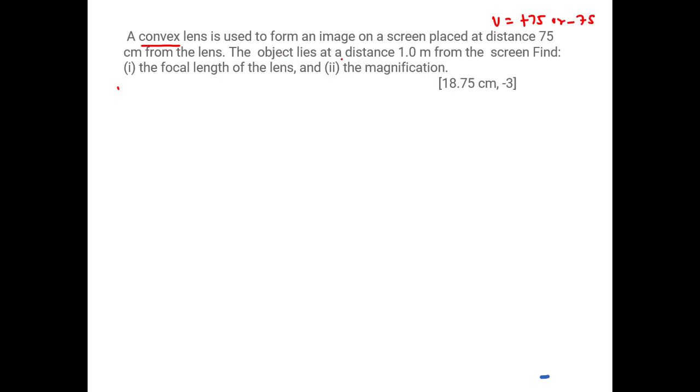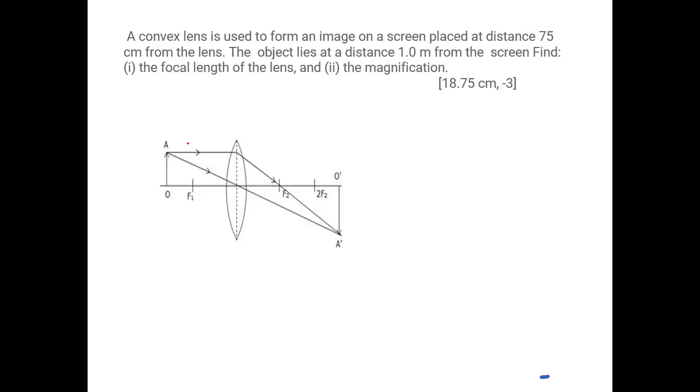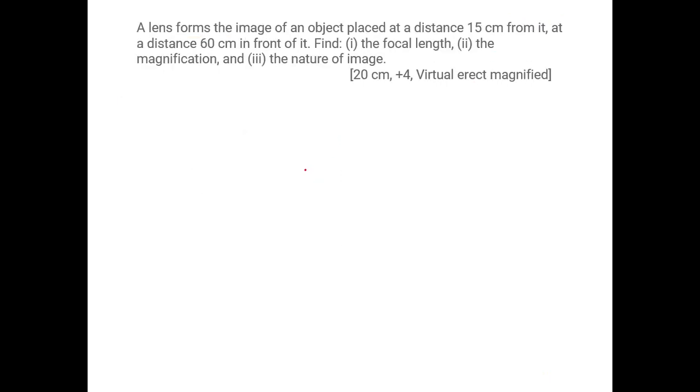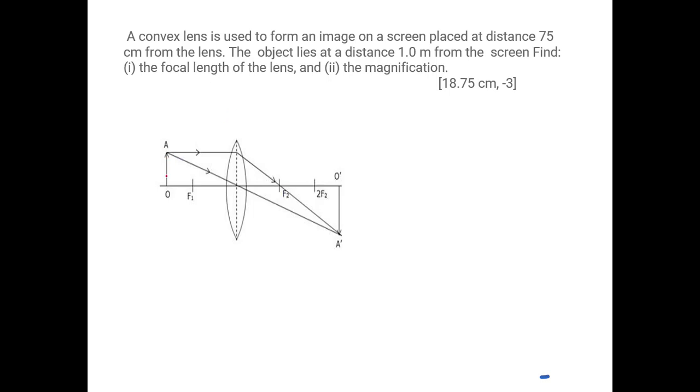Let's proceed further. The object lies at a distance of 1 meter from the screen. That means the distance between the screen and the object is 1 meter. Find the focal length of the lens and the magnification. Okay. So now, this is the object. This is the image over here. This distance between the object and the image is given as 100 centimeter. And this distance is given as 75 centimeter.